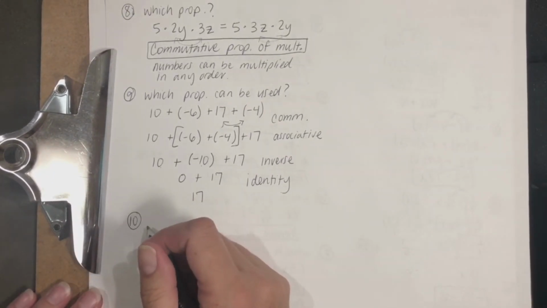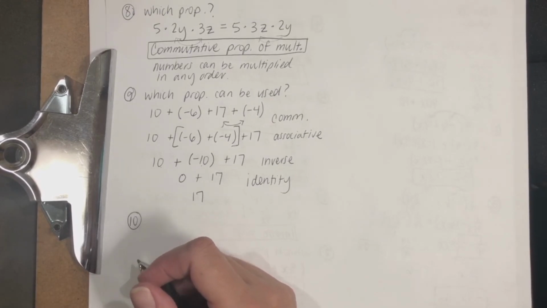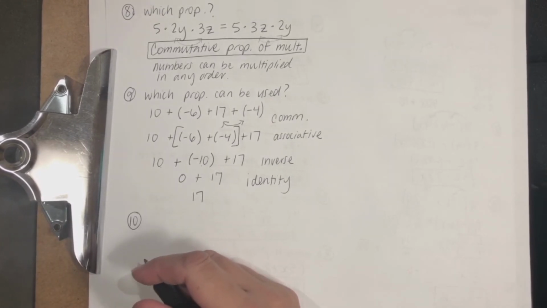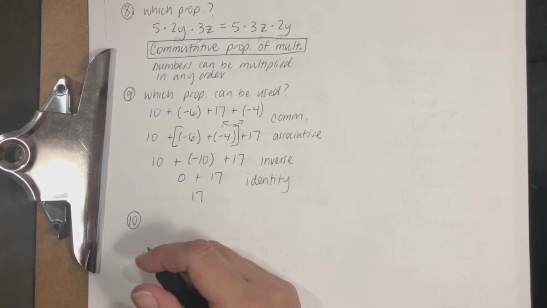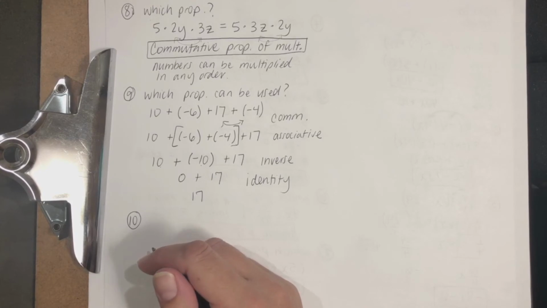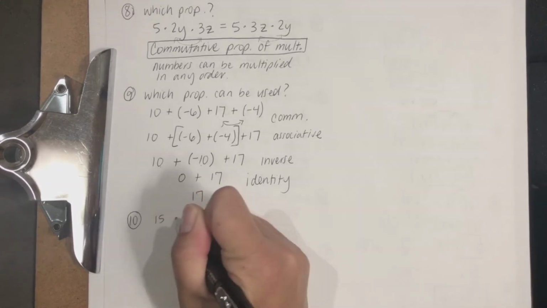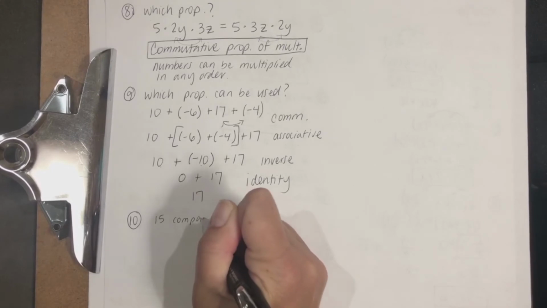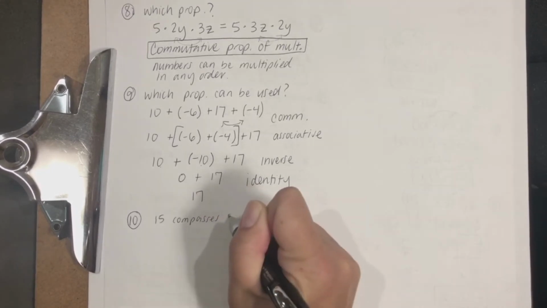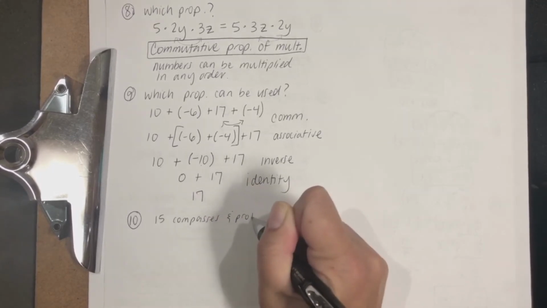Number 10. A geometry teacher wants to purchase 15 compasses and protractors for the students in his geometry honors class. So a teacher wants to buy 15 compasses and 15 protractors. So 15 compasses and protractors.